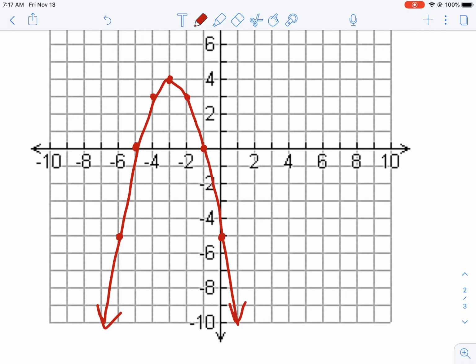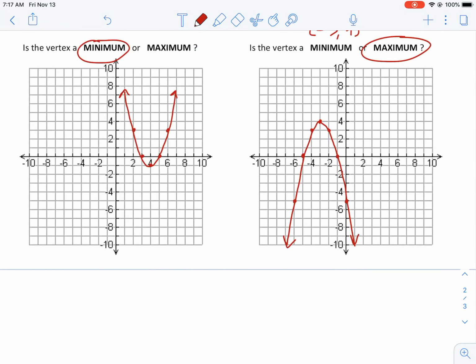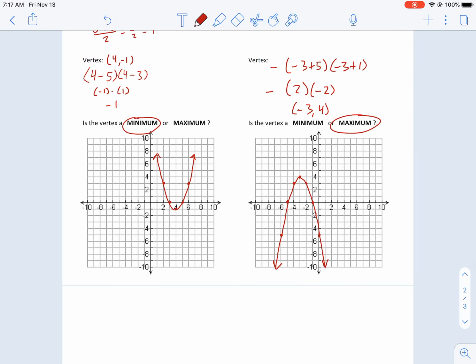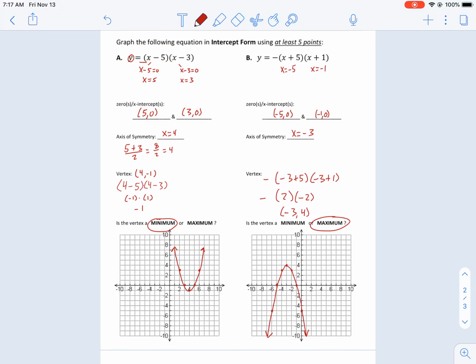But you don't have to get 7. You only had to get one of those 2 sets of points. So hopefully you got that correct. Hopefully this all makes sense for you. If you have any questions, let me know and have a great day.